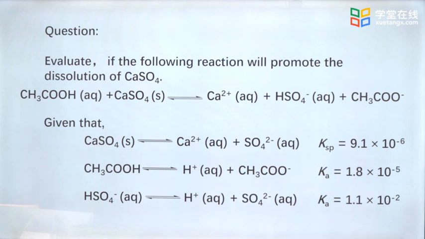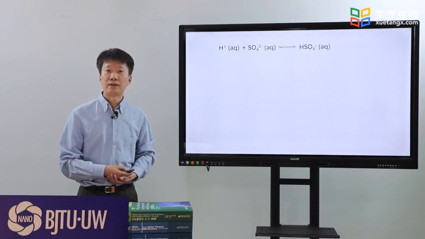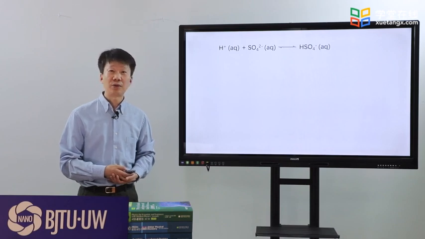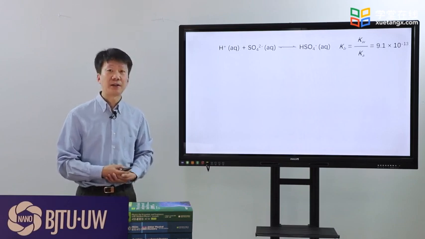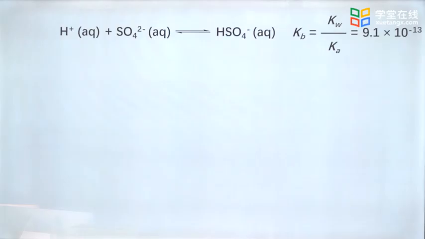Here is an example. Question: evaluate if the following reactions will promote the dissolution of calcium sulfate. We first reverse the chemical equation of hydrogen sulfate ion. Kb for protonation is Kw divided by the given Ka, 9.1 times 10 to the minus 13.